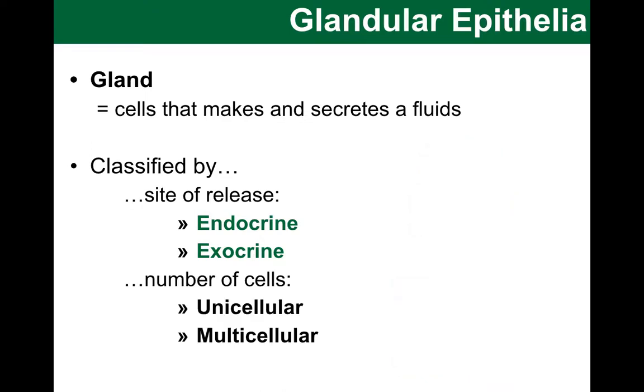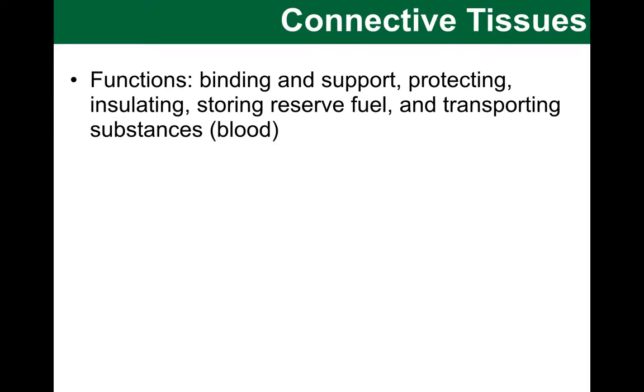The second way to classify these is by the relative number of cells that form the gland. We can talk about unicellular or multicellular ones. So that's all I was planning to say about the epithelial tissues. Let's have a look at the next one. And we are going to talk about connective tissues next. These are the most numerous and widely distributed tissue type of the four. And it really is quite a varied group, as you will see.